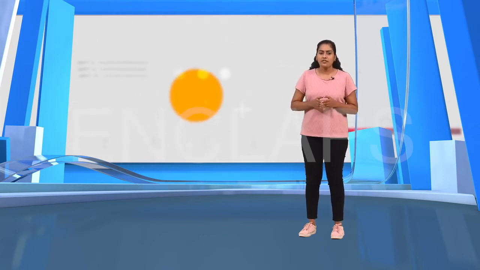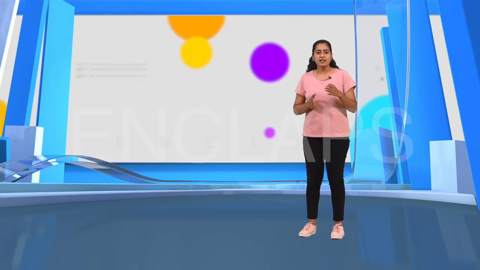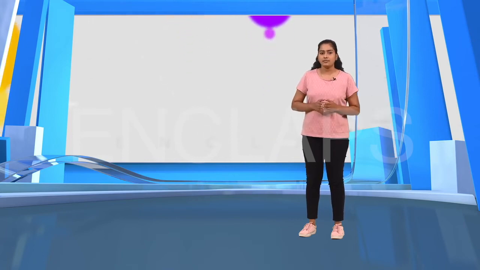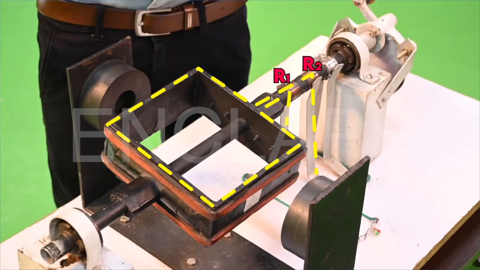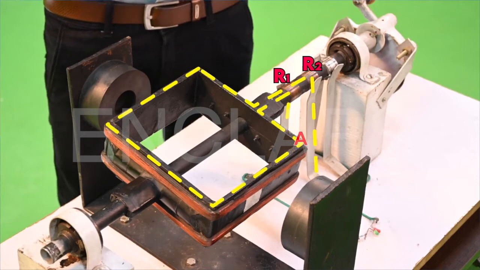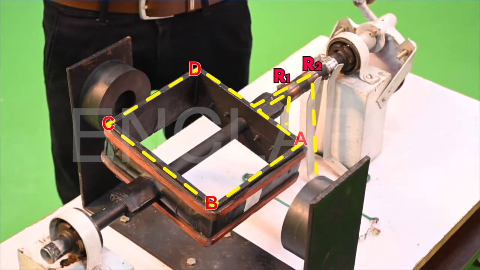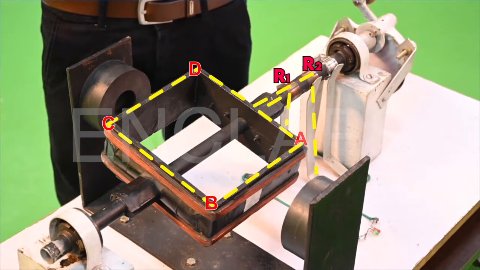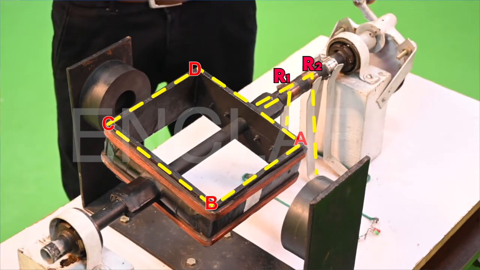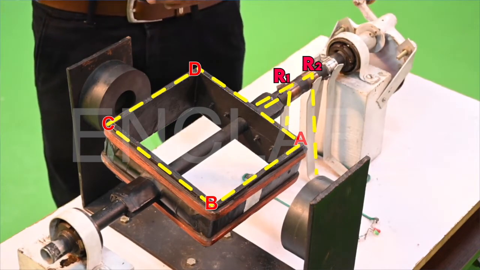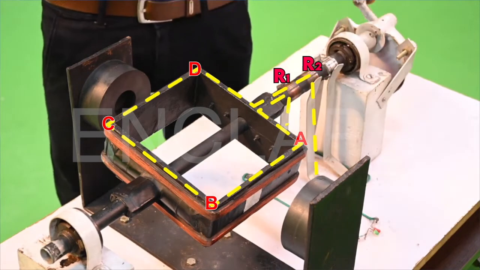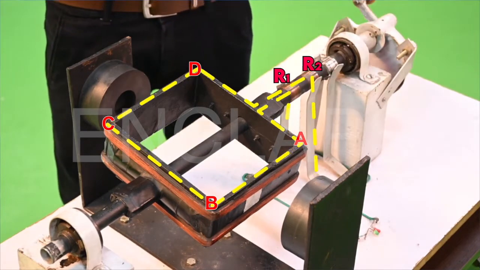We can use Fleming's right-hand rule to determine the direction of induced current at 90 degrees and 270 degrees. Let's consider the 90-degree position of the armature. Here, we can see the points A, B, C and D. Let's apply Fleming's right hand rule here. We know that the direction of magnetic field lines are always from north pole to the south pole. So, stretch the forefinger in that direction.